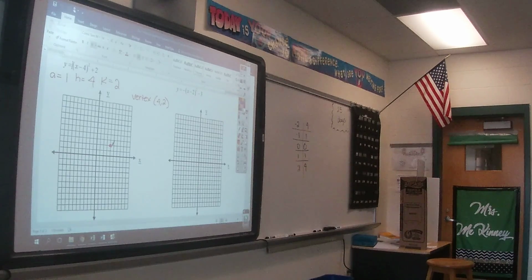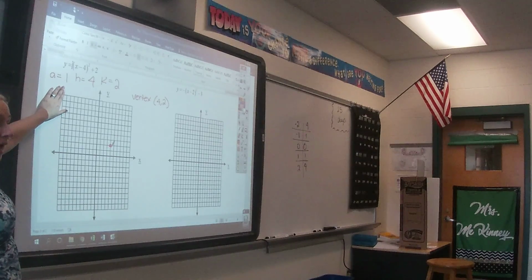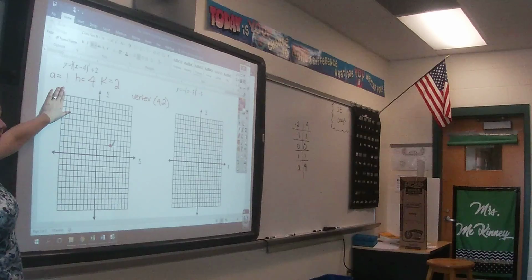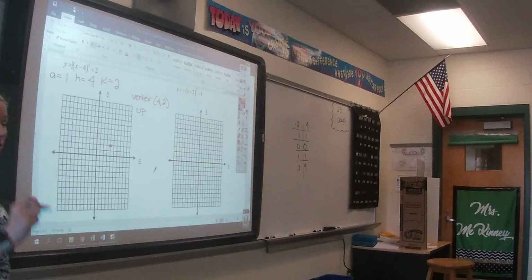Okay, we are then going to decide, does this parabola open up or does it open down? Up, because A is positive 1. So we know that this is an upward facing parabola, which means it should look like a U.